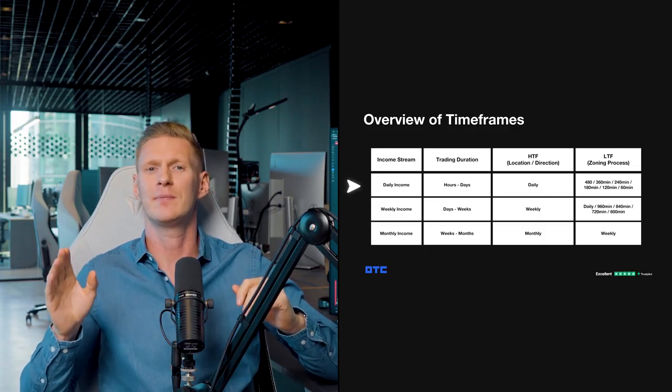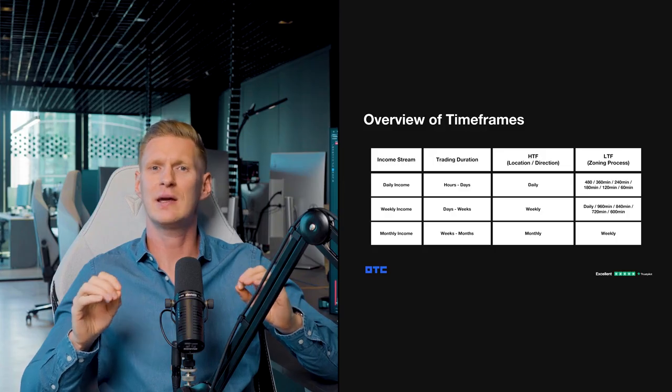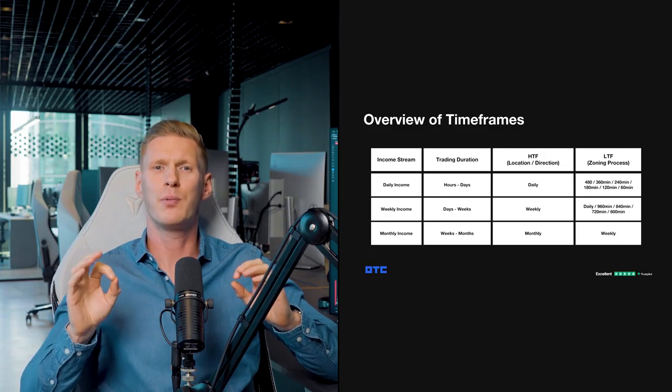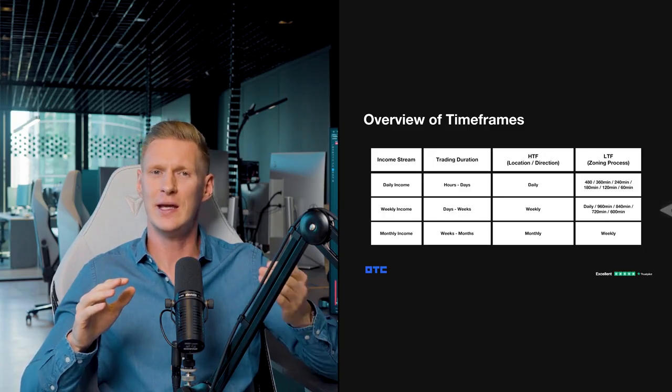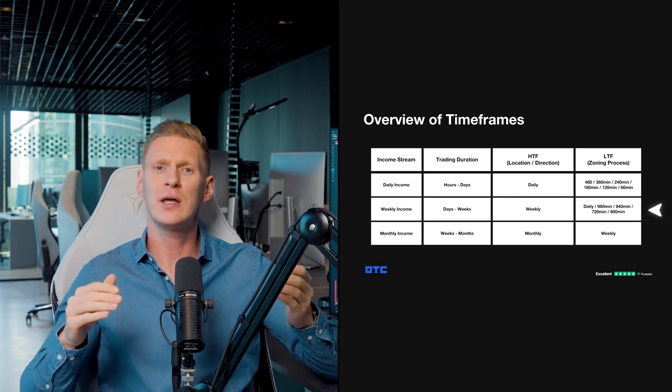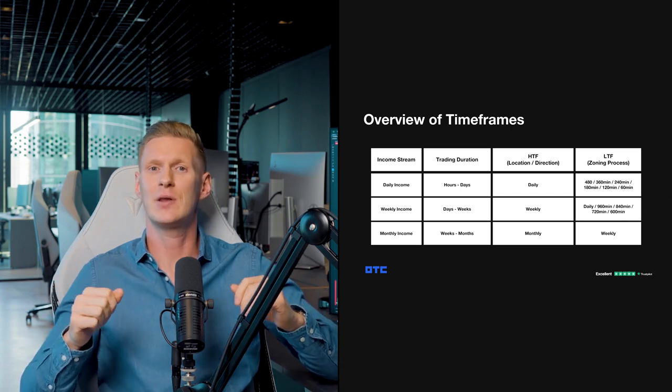Moving on to weekly income. In this case, the weekly chart becomes our higher time frame, giving us a broader view of location and direction. The lower time frames then include the daily, 960-minute, 840, 720, or 600-minute chart. Personally, I rely heavily on weekly income trades, using weekly and daily charts, and occasionally checking the monthly chart for extra context. This big picture perspective helps confirm my strategy and improves both the likelihood of success and the risk-to-reward ratio.